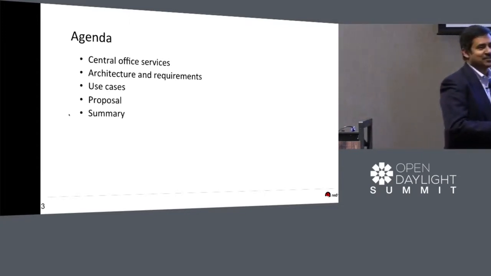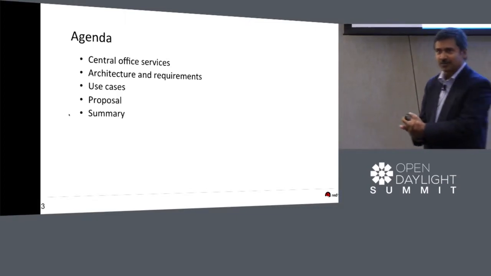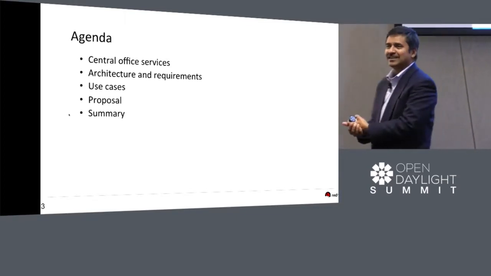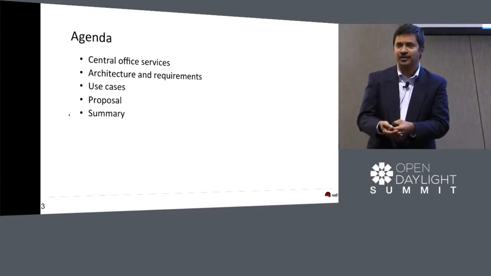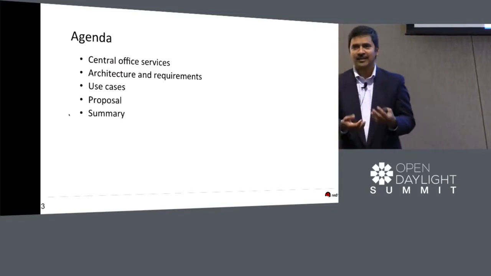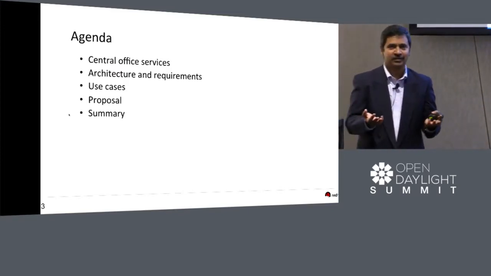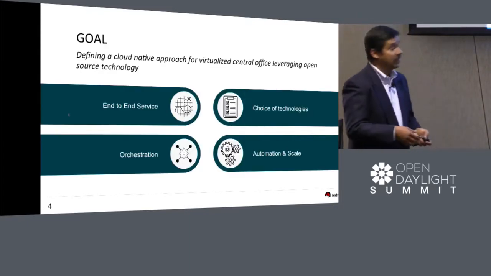Let's talk about central office services. What are some of the services? What are some of the requirements to build a virtualized central office? What's the architecture look like? What are some use cases? And why should we look at this differently than what's been done so far? Then I have a proposal in front of the team, in terms of the broader team, and we'll just wrap it up with a summary.